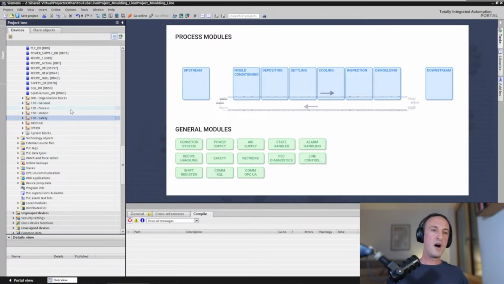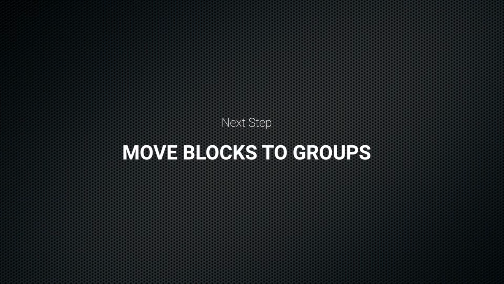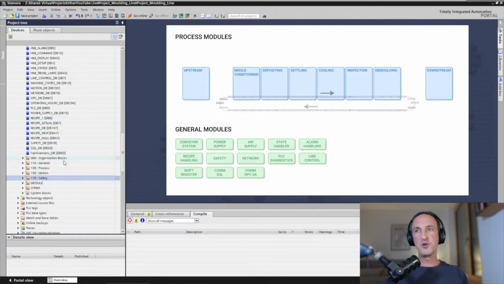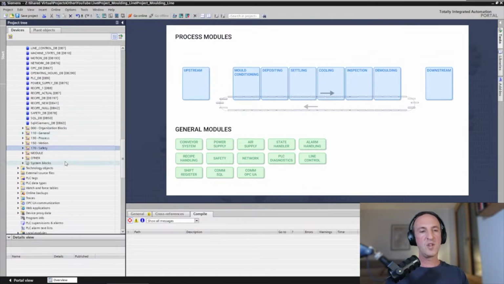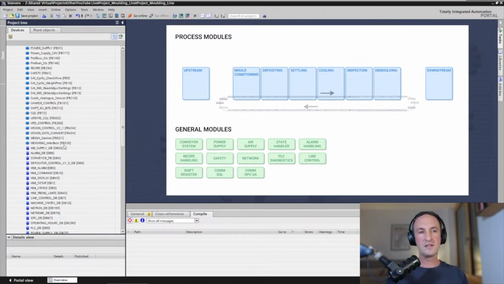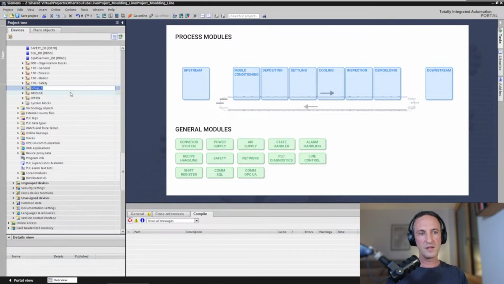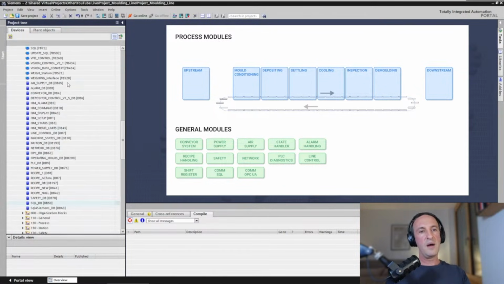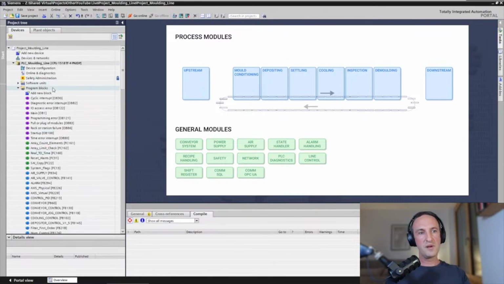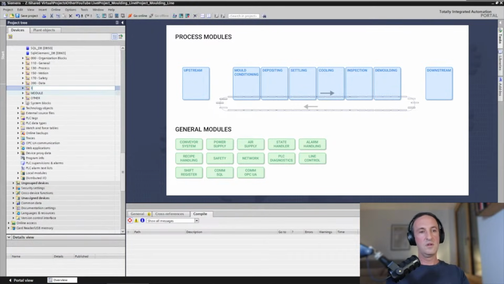Now that we have our modules, I'm going to start to move the different blocks into the different groups. I'm still missing two groups, I just noticed, which I will always have in my application, which is a data group. So 200 data. And I would always have a library group, 300 library.